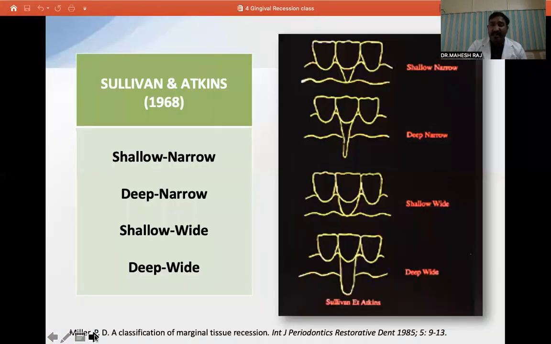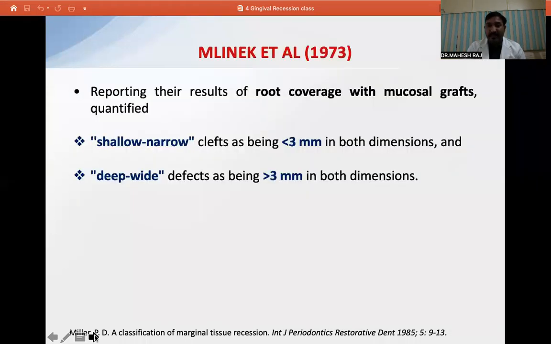Sullivan and Atkins in 1968 gave a classification of shallow narrow, deep narrow, shallow wide, and deep wide. Lennick et al. in 1973 reported the results of root coverage with mucosal grafts quantified. A shallow narrow cleft is less than 3 mm in both dimensions, and deep wide defects are more than 3 mm in both directions.